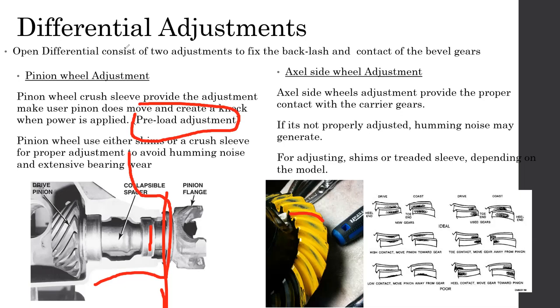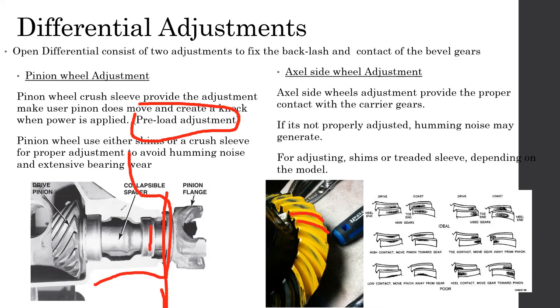So we have to have the pinion wheel adjustment and the side wheel adjustment. In the side wheel adjustment, we have to check the contact properly, right? In the side wheel, we only have to consider the contact. In the pinion wheel adjustment, we have to make sure about the preload adjustment as well as the contact. If you can't get both of these properly, what happens is it starts to create a knocking, right? Knocking. So one thing is knocking, the other one is humming noise.